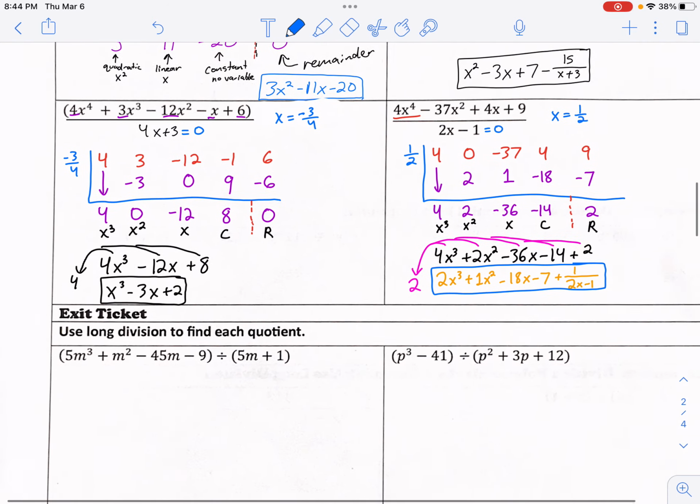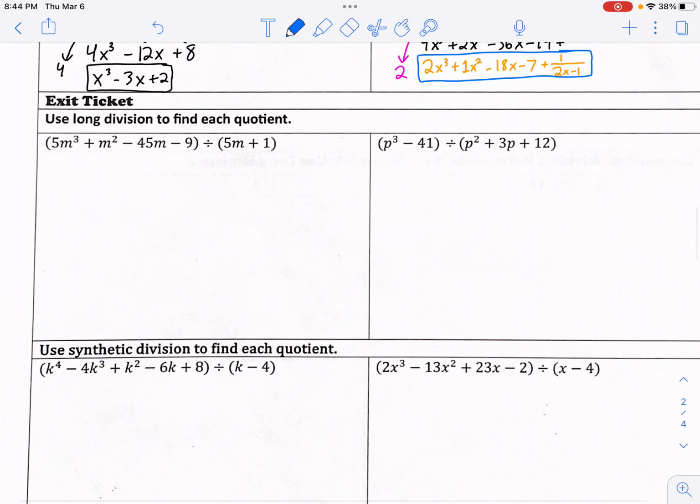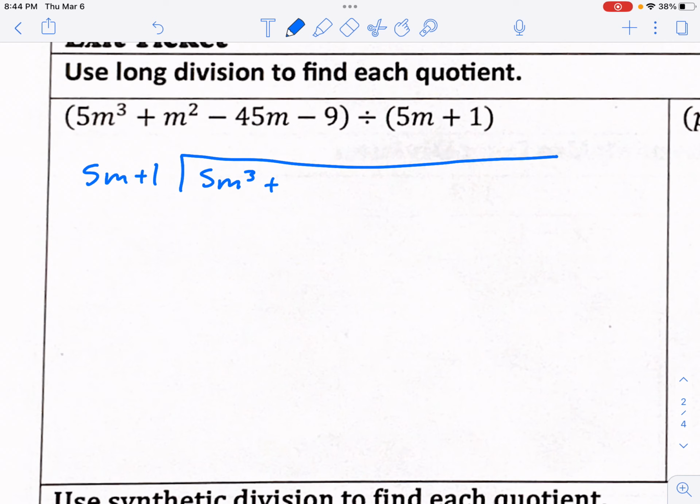So really quickly, I'm going to go through these exit ticket problems just so we can see how they are done. Alright, let's start with the first one. Again, big thing on this is just make sure you are very careful with your negative signs. That's where I always see mistakes, is with those negatives. Alright, so we're going to rewrite this: 5m plus 1. Then on the inside, it's going to be 5m cubed plus m squared minus 45m minus 9.